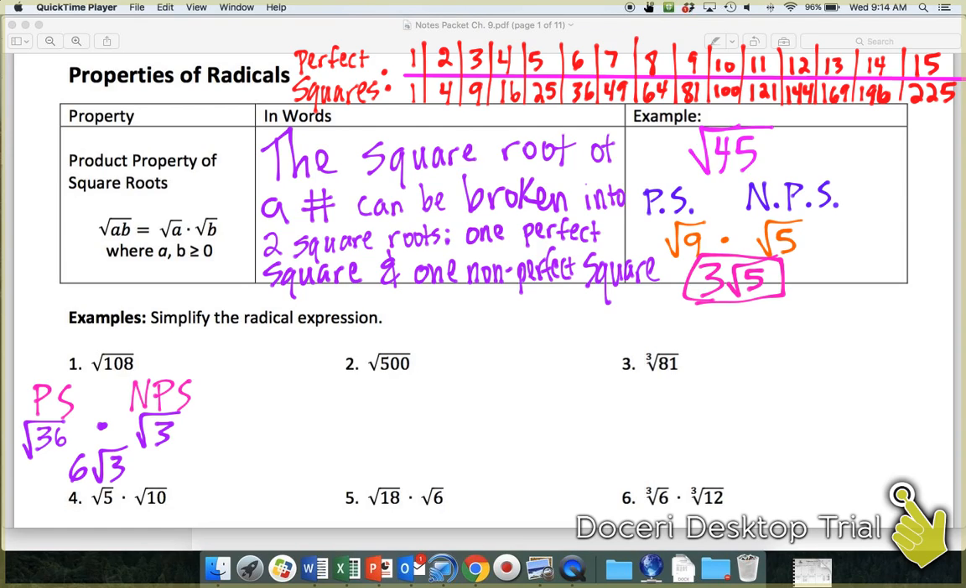What do you want? 39. So we got about 14 minutes. Okay, let's try number 2.